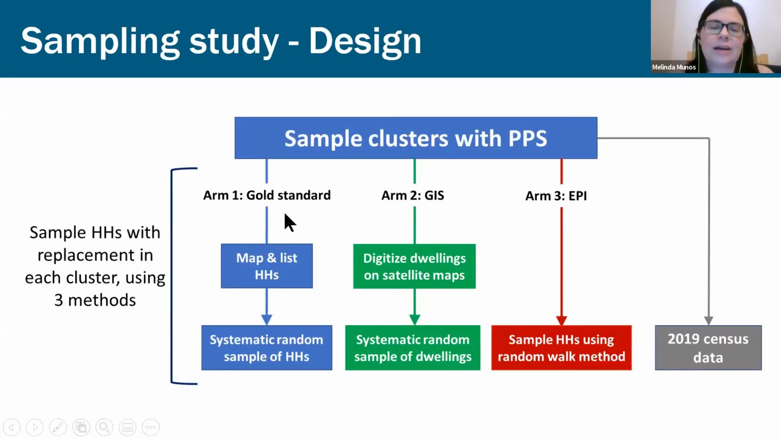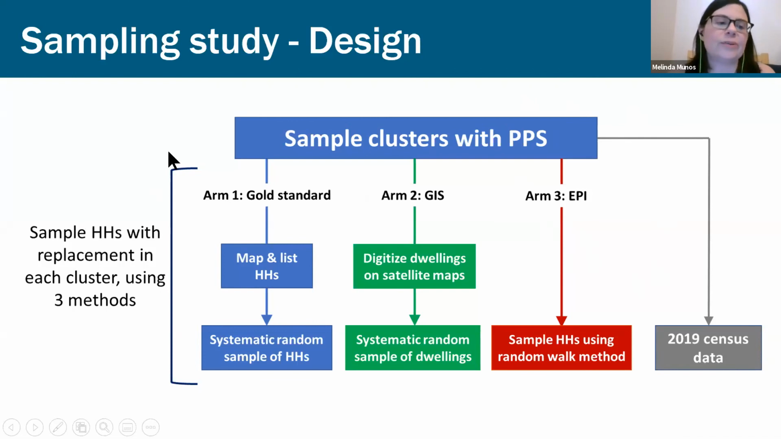We had three arms. So we sampled 150 clusters, and within each cluster, we sampled households using the gold standard approach of mapping and enumerating households, using a GIS-based approach where we use satellite images and sampled potentially residential dwellings from those images, and then the EPI approach where there's no sampling frame and you sample households using a random walk method. The census was also happening at about the same time, and so we will also have census data in these clusters to compare to.